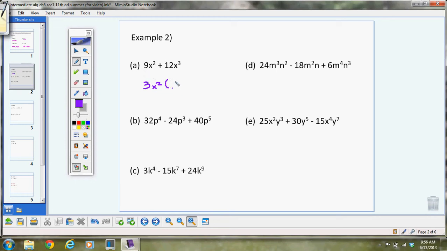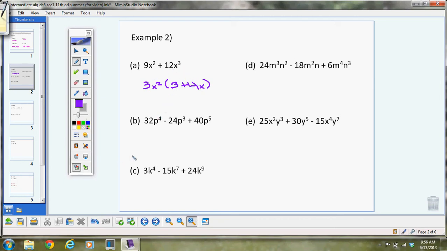9 divided by 3 is 3. Okay, and then you go up here, x squared, we're taking out an x squared, so we have none left. Positive 12 divided by 3 is a positive 4. X cubed divided by x squared leaves us with just an x. So it looks like that. Now you can check it. 3x squared times 3 is 9x squared. 3x squared times 4x is 12x cubed.